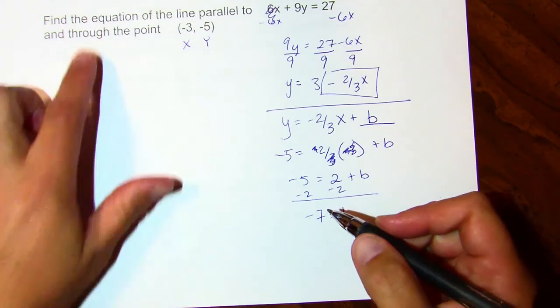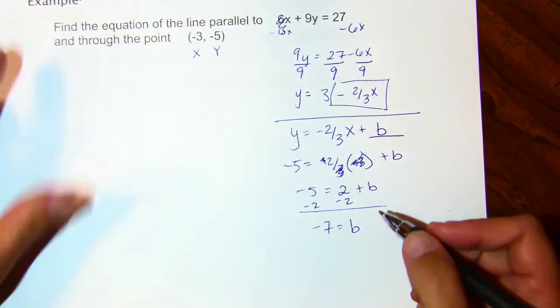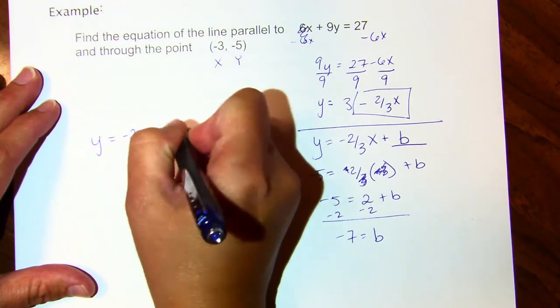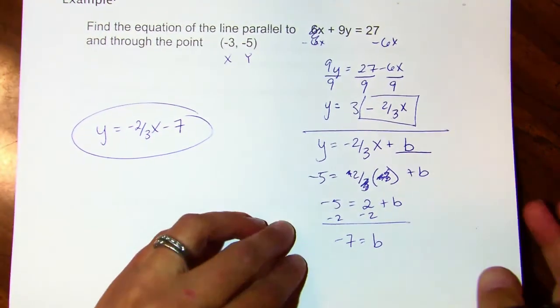So the last thing says find the equation. So you need to actually finish by writing the equation. y equals negative 2/3 x plus the b. Done. Okay.